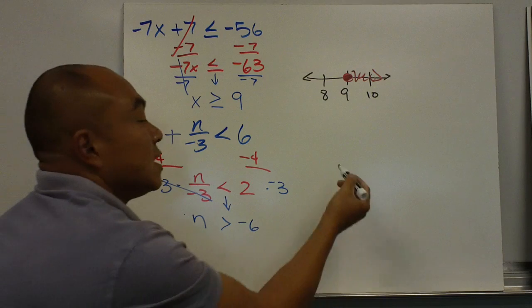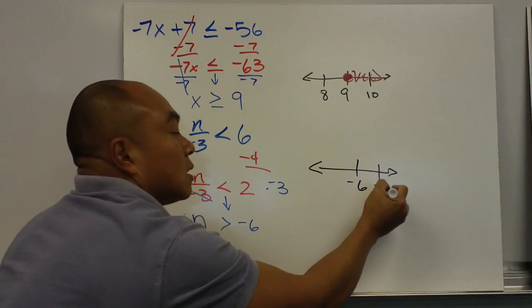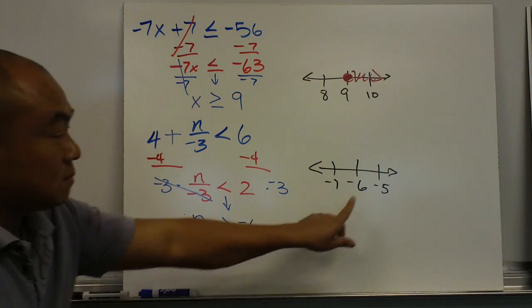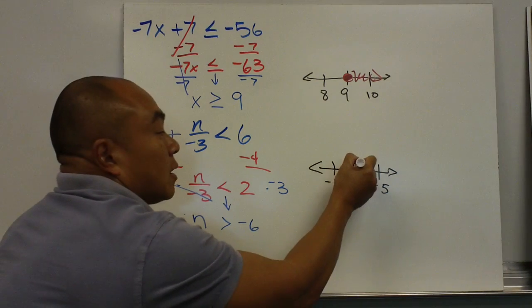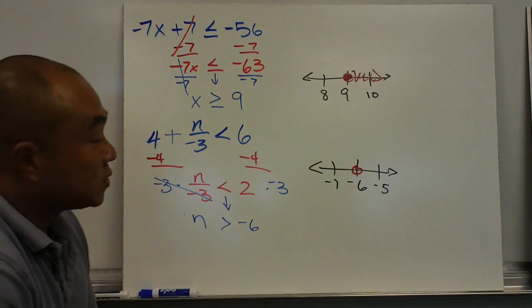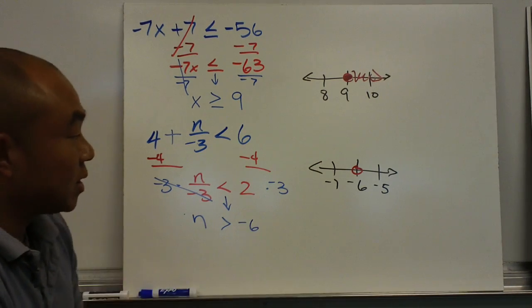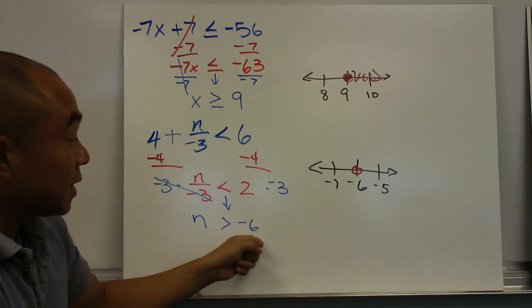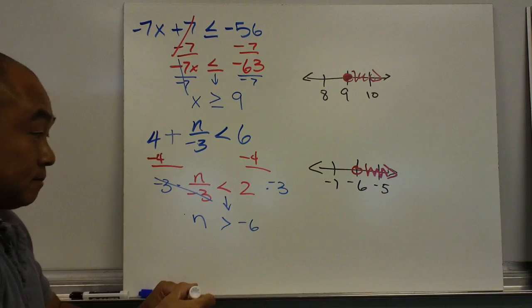Graph that out, same exact way. Negative 6 right here, negative 5, negative 7. Look for the negative 6. You're going to draw a circle right on the negative 6 right here. If you look at it right here, there's no line, which means you're going to leave that open. Negative 6 is not an answer, but anything that is larger than negative 6 will be an answer. So anything larger is to the right.